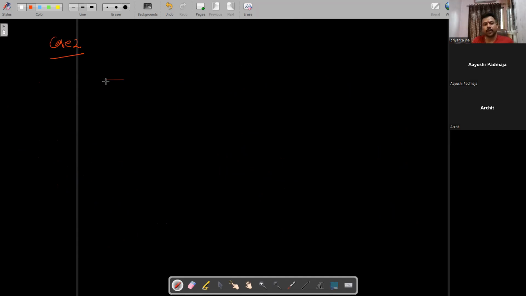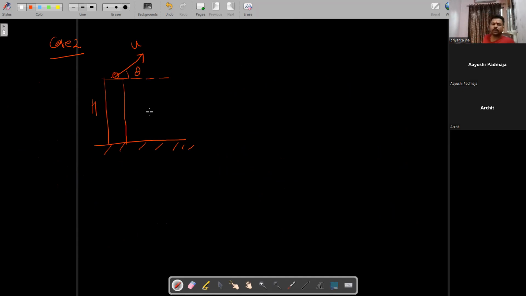Now for the second case, we will take case number 2. When you throw an object from a tower at some angle with the horizontal line. This is the ground, and this is a tower having height h. In this case, we are not throwing the object in the horizontal direction. We are throwing at some angle with the horizontal. Suppose the initial velocity is u, and we are throwing with some angle theta.